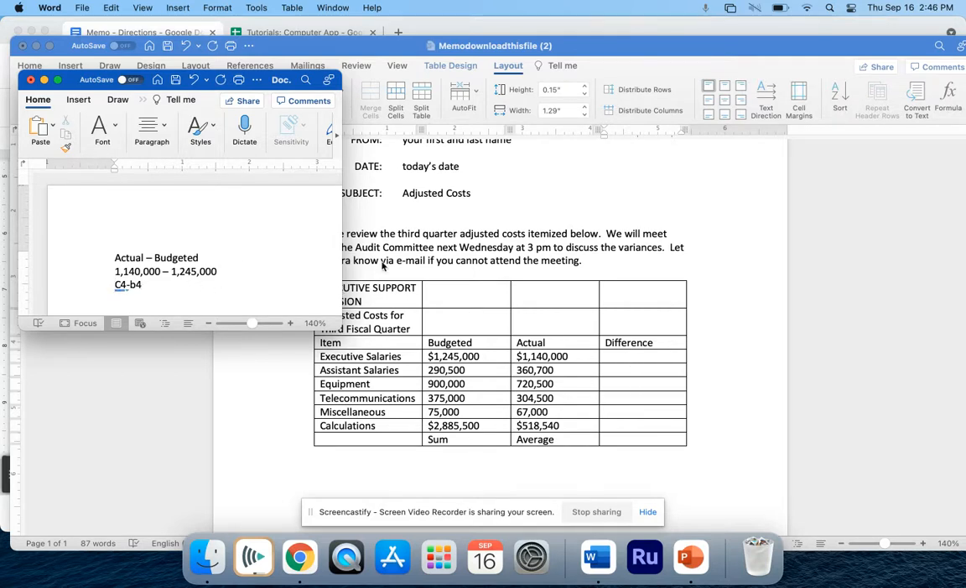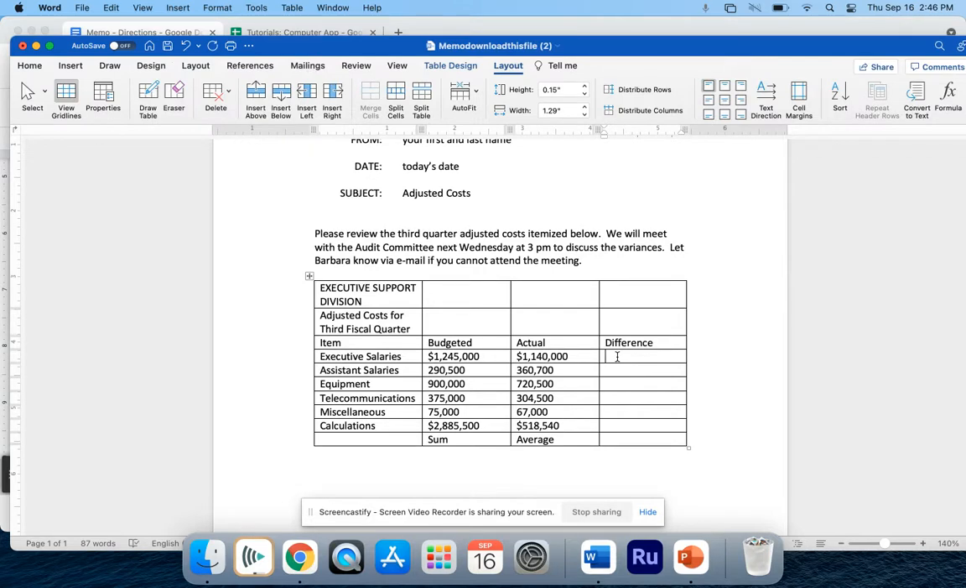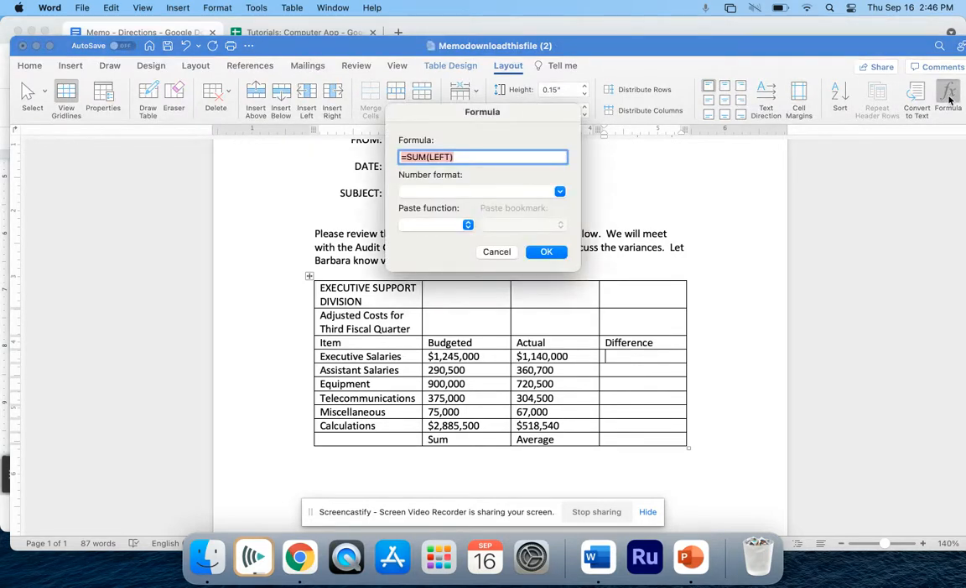When you do a formula, they always start with an equal sign. Okay? So there is your formula, C4 minus B4. Okay? So with your cursor over here under that word difference, you click the FX button, not the formula we want. So we delete it and put an equal sign in and then type C4 minus B4.